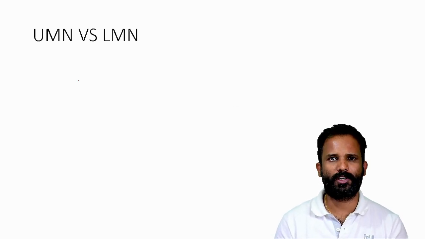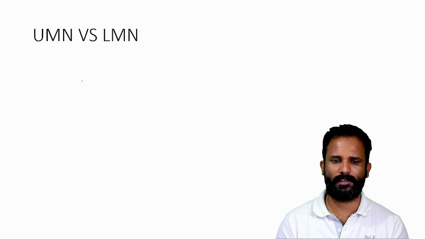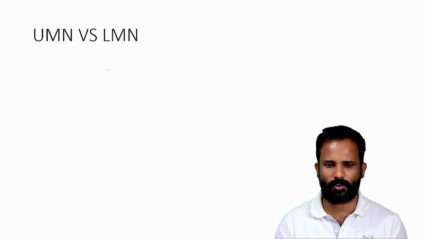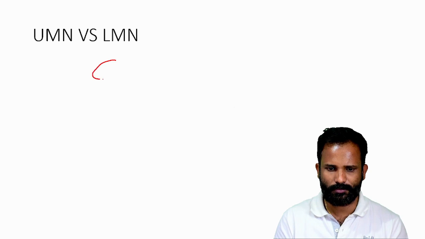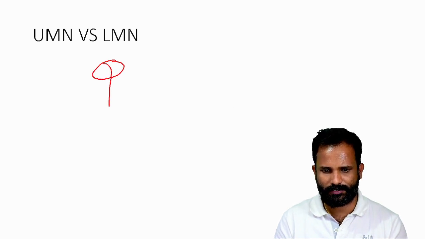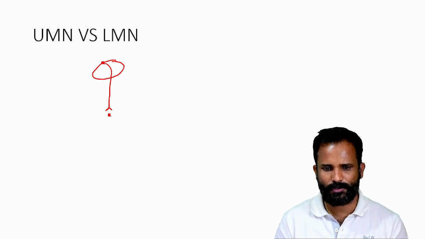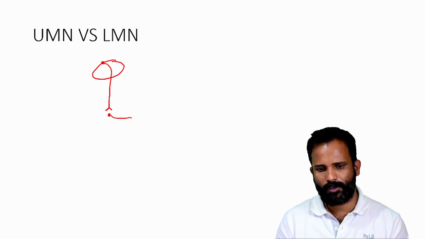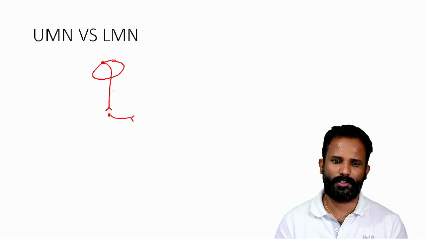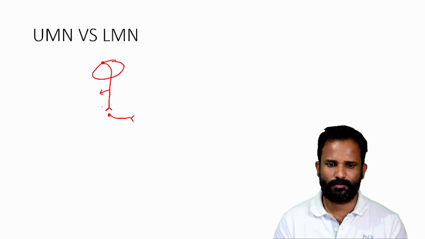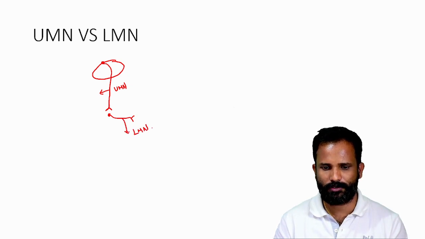Coming to upper motor neuron paralysis versus lower motor neuron paralysis. Before going to the details, we'll just talk about what an upper motor neuron is. So this is the cortex. The cortex is giving a fiber. So here a neuron is there. That is the upper motor neuron giving its axon. And in the spinal cord, it gives rise to another neuron, which is the lower motor neuron. So above the spinal cord, we have the upper motor neuron, and from the spinal cord to the muscle, we have the lower motor neuron.